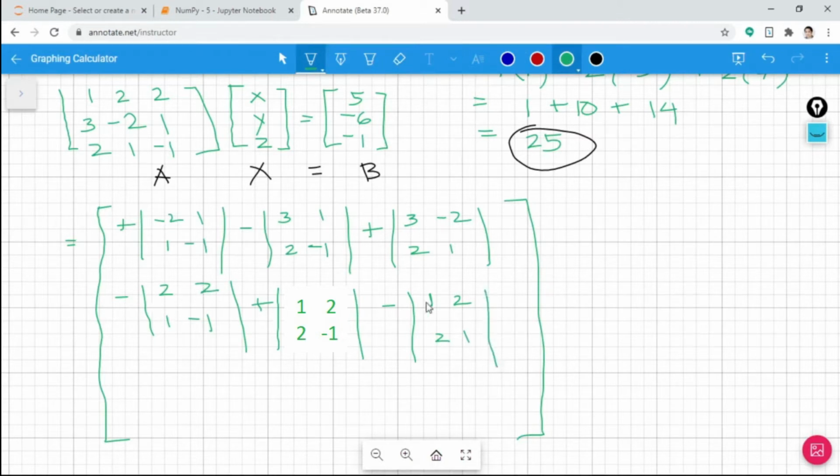So minus, plus, minus. So this one is plus again. This one is 2, negative 2 and 1. So minus. This one is 1, 2, and this one is 3 and 1. Then we have a plus. Let me erase this one. We have a plus.